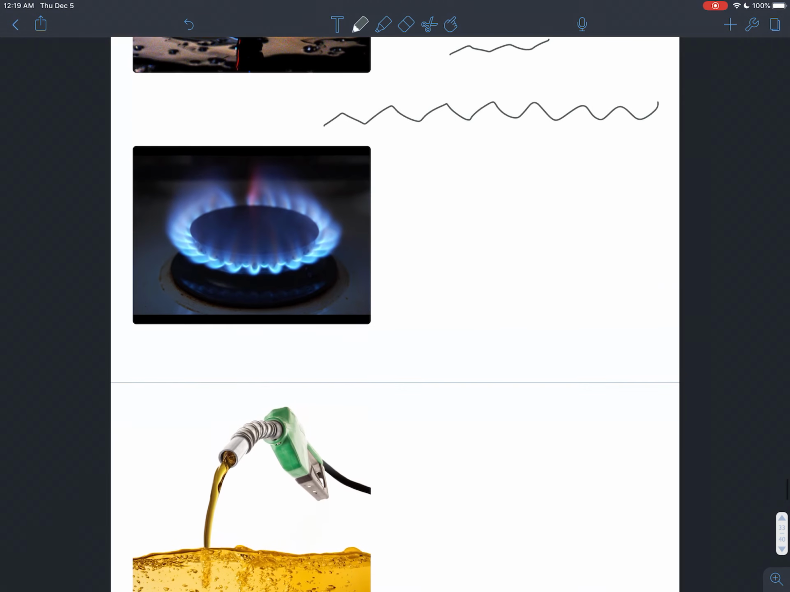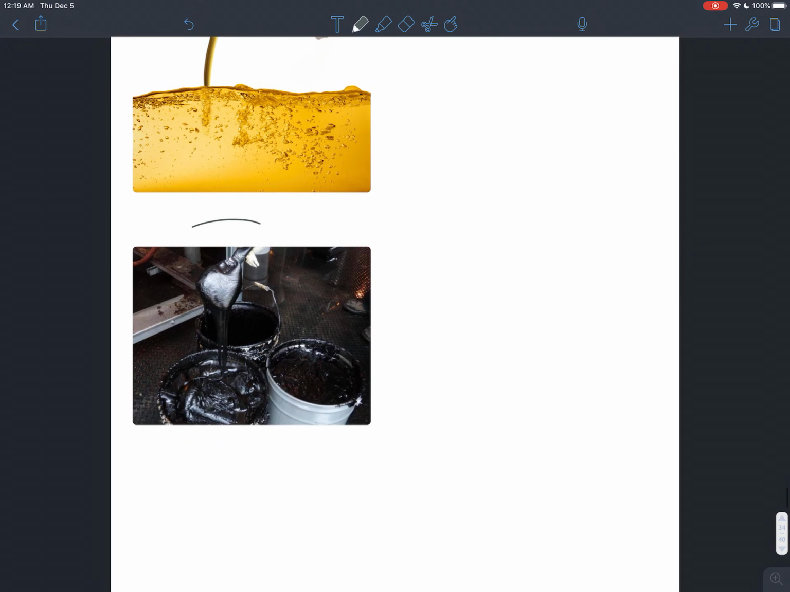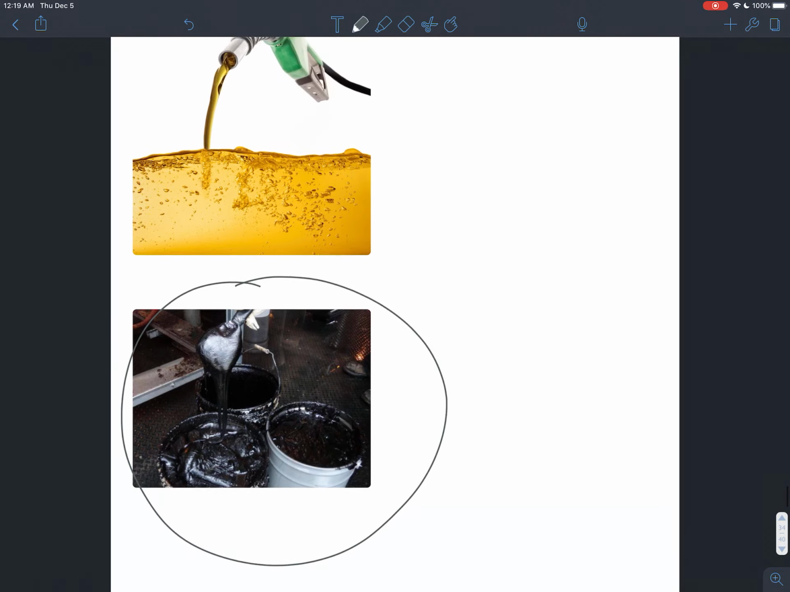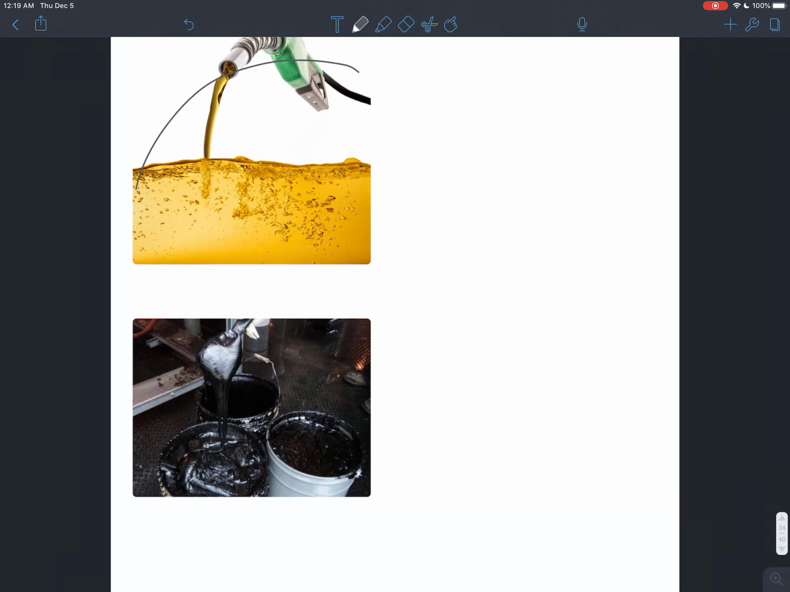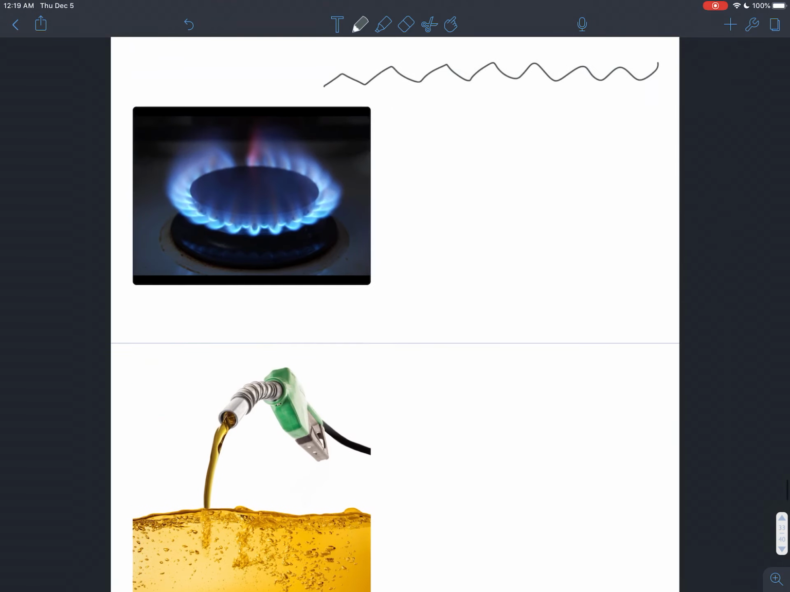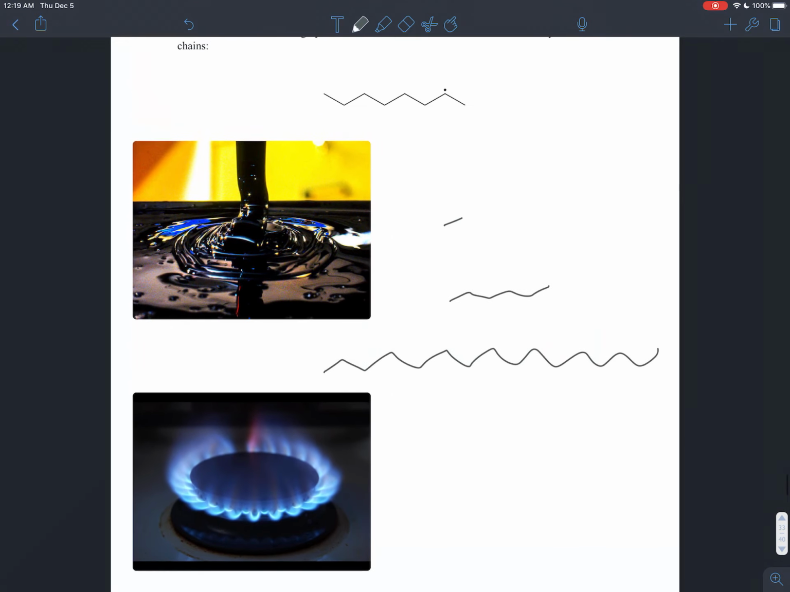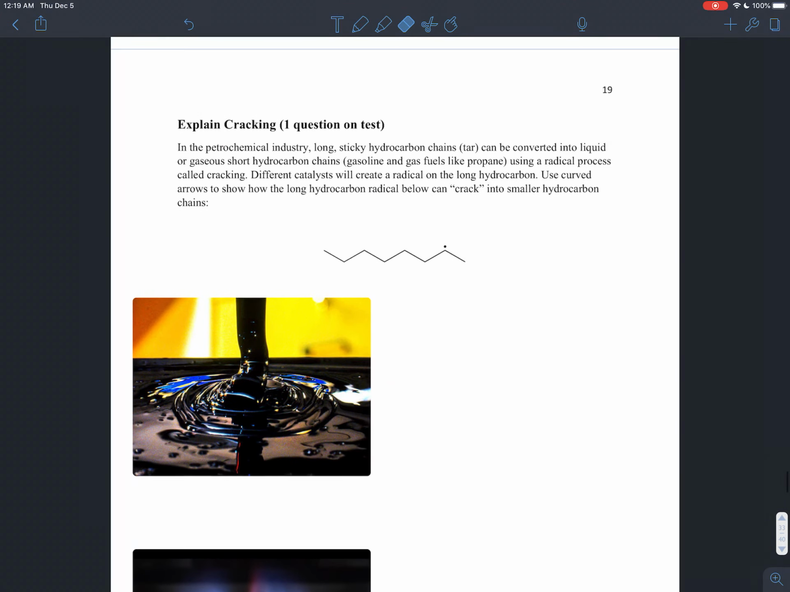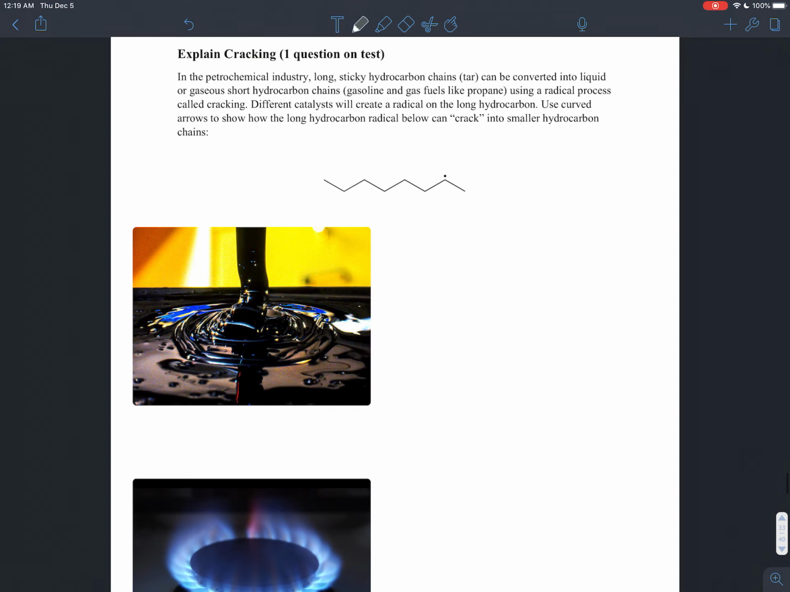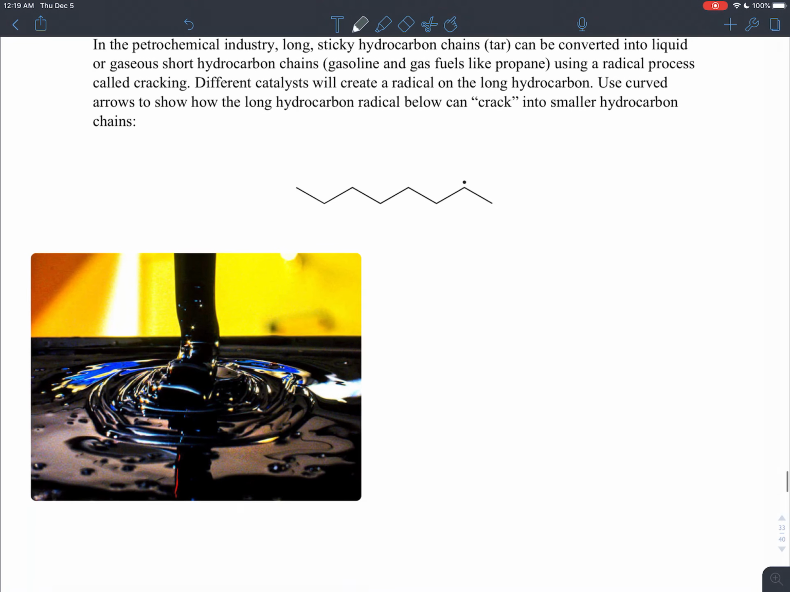And so people wanted to find a way to take this relatively inexpensive or not very valuable tar and break those long carbon chains up so that you'd get these more valuable liquids like gasoline or propane if you want to really break them up into small pieces. And the process that they determined to do that is called cracking. It's really important in the petrochemical industry.